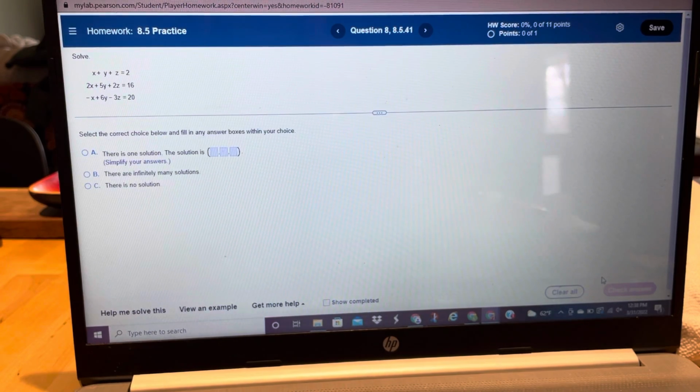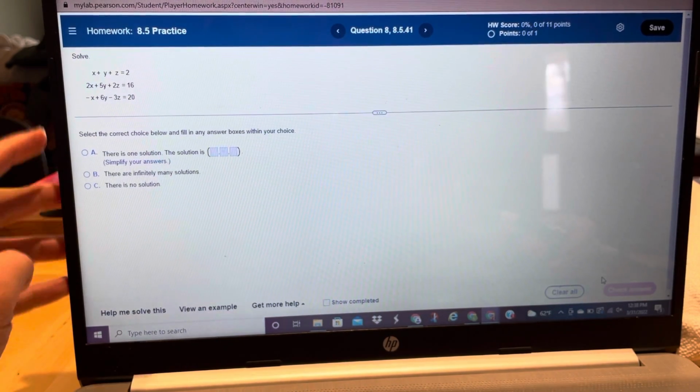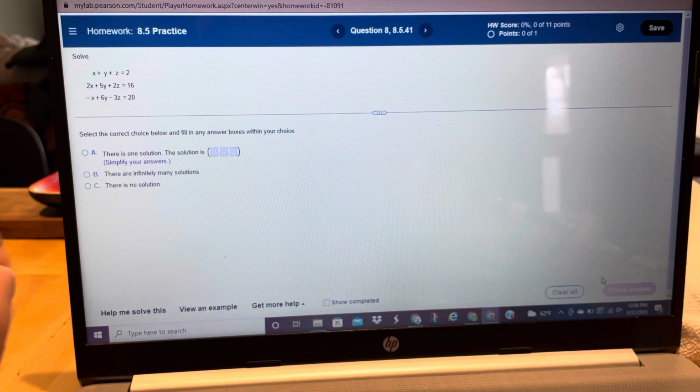All right, next up, we are solving a system of equations that has 3 equations. Okay, so the way that we do this is we need to first eliminate one of the variables. So you can use any combination of the 3 equations in order to do that. We'll be using the addition method to do that.